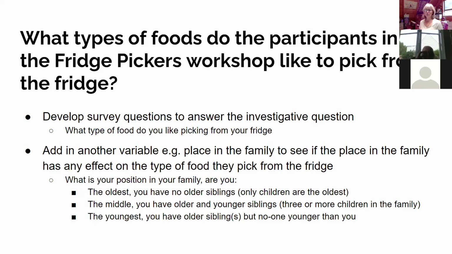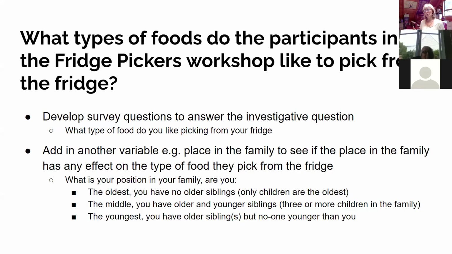So I've got 2 survey questions that I am going to ask you, and one of them is, what type of food do you like picking from your fridge? With the students, I would have developed some categories, but I've predetermined those just in terms of time. And because I always like to look at more than one thing, I have a second variable in there that I want you to answer, and that's about the position in the family.